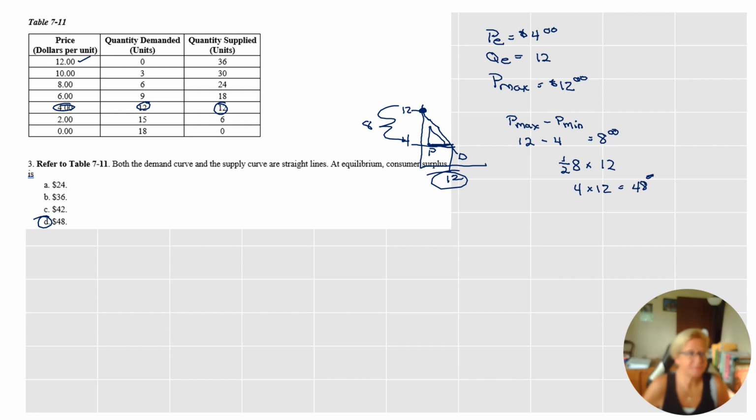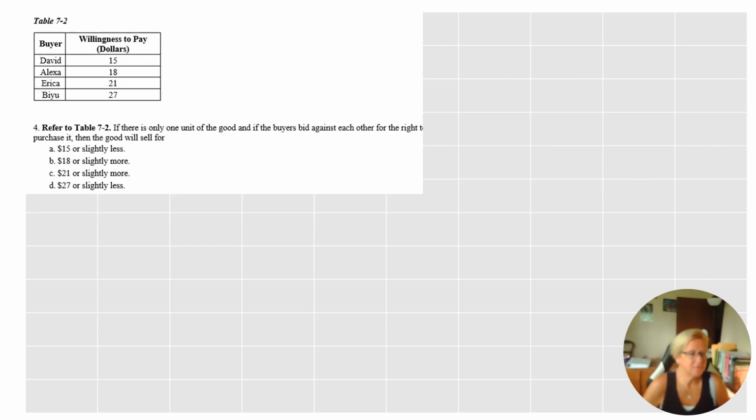Cool. In our next problem, if there's one unit, and the buyers bid against each other for the right to purchase it, then the good will sell for how much? So imagine there's just one good here. And think about it this way: people are standing in line according to their willingness to pay.